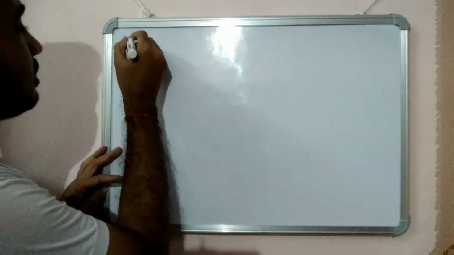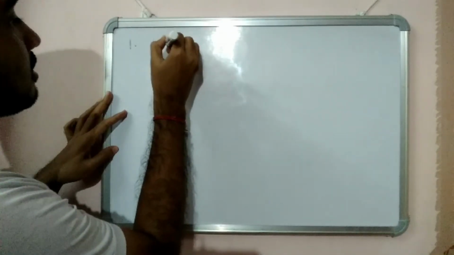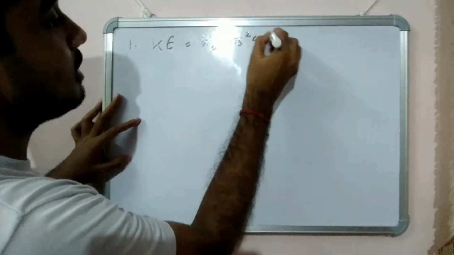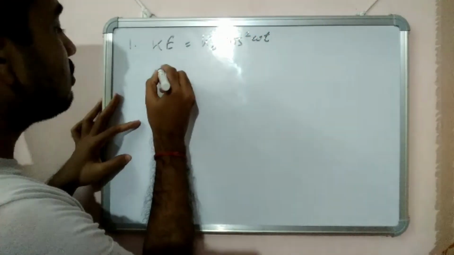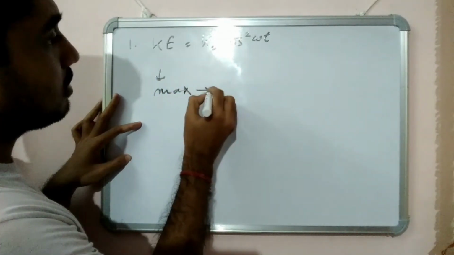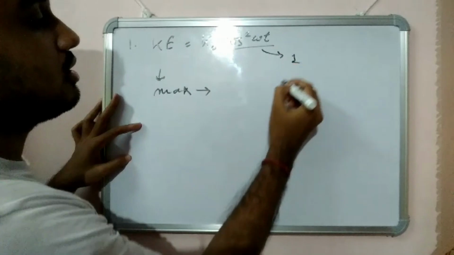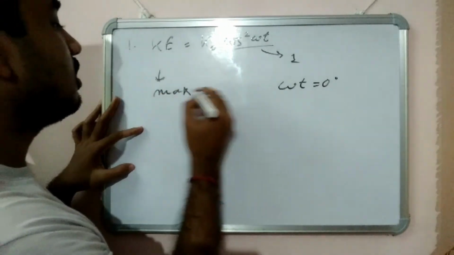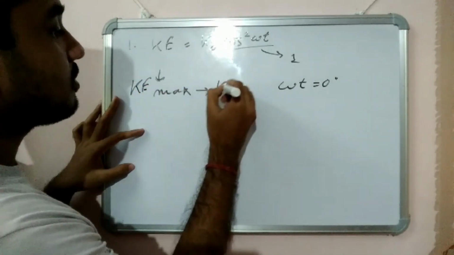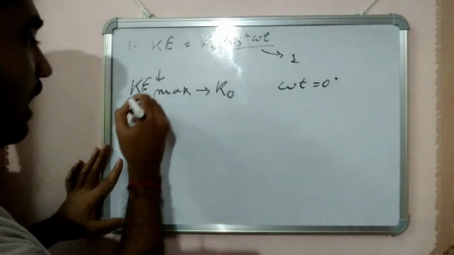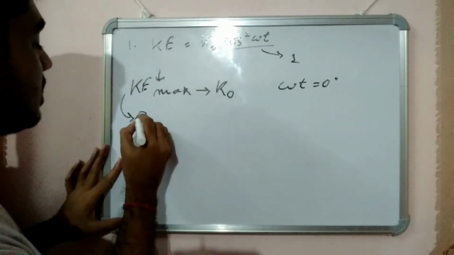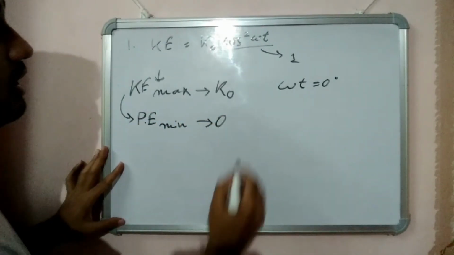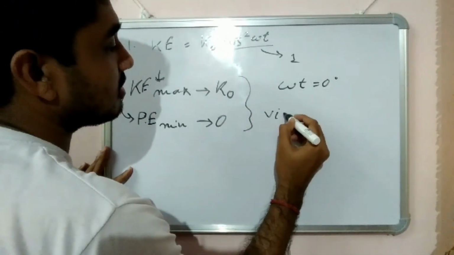Okay, so it is given that the kinetic energy is K naught cos square omega t, and this will be maximum when this is 1, that is cos omega t is equal to 0 degree. At 0 degree this is maximum, so kinetic energy will be maximum at this, and in this condition potential energy will be minimum and will be equal to 0, and this situation will be vice versa.